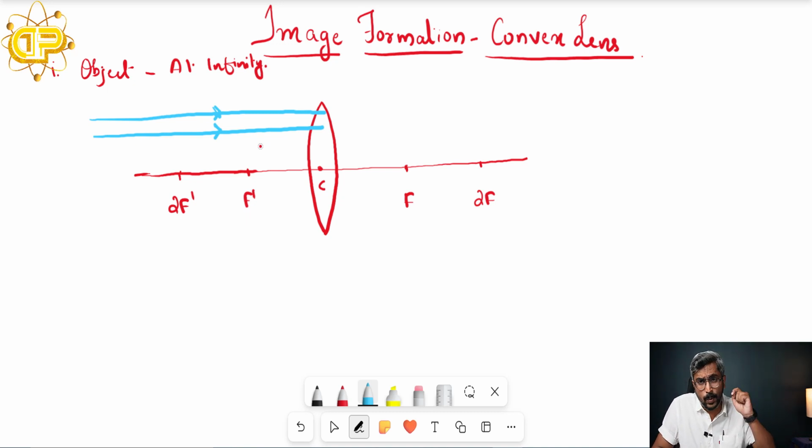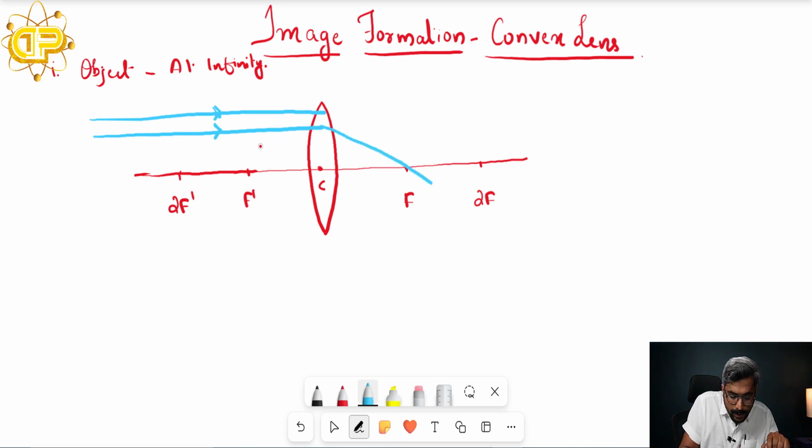So what happens there? We had seen many conditions: if rays are parallel to the principal axis and falling perpendicular to the surface, then through which point will these rays pass? We clearly know that the rays after refraction will pass through a particular point, and we call that point the principal focus.